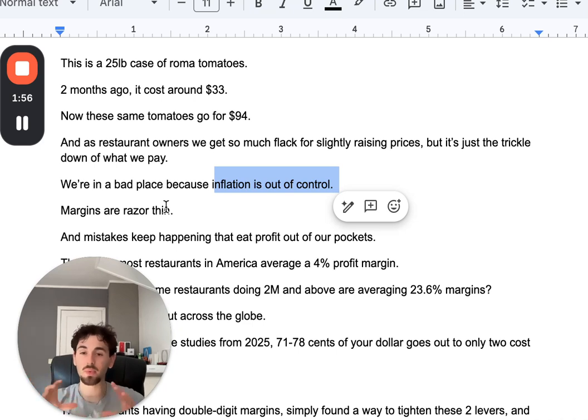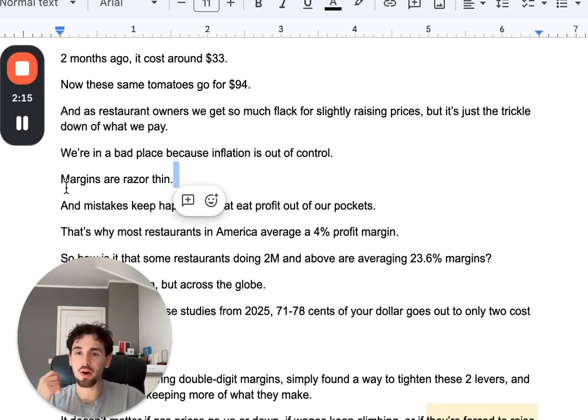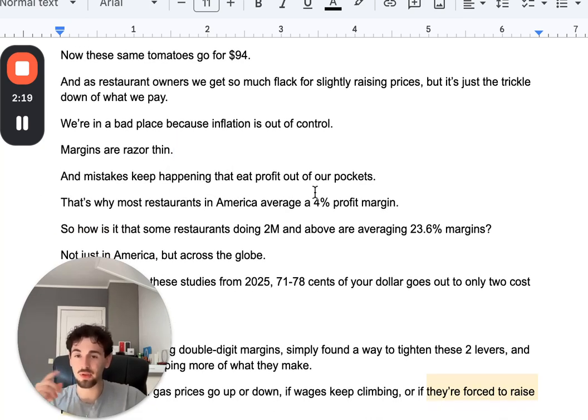And here, what we're really doing is blaming the external factors. We're keeping the fault off the restaurant owners because we don't want to tell people it's their fault. We don't want them to feel like we're attacking them. That's what we're doing here. And then we're just hammering on their frustrations. Margins are razor thin and mistakes keep happening that eat profit out of our pockets.